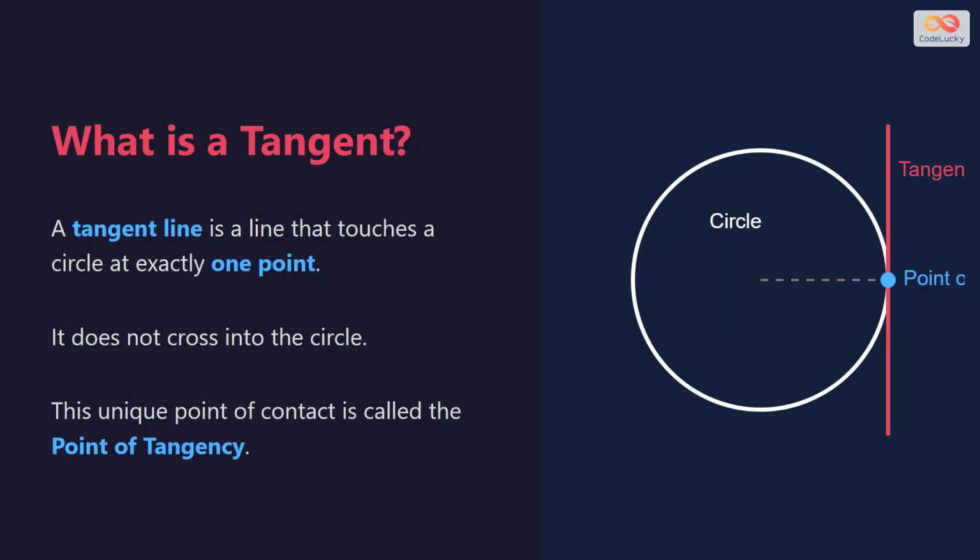Before we dive into the angles, let's recall what a tangent is. A tangent line is a line that touches a circle at exactly one unique point, known as the point of tangency. Unlike a secant, it never crosses into the interior of the circle.